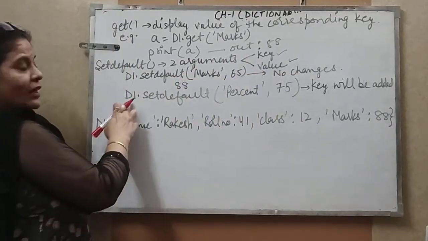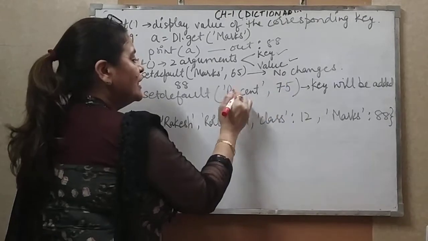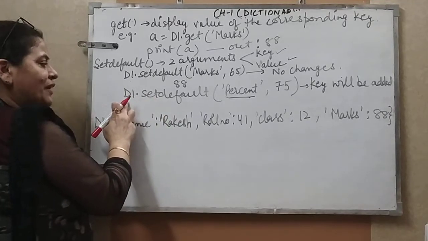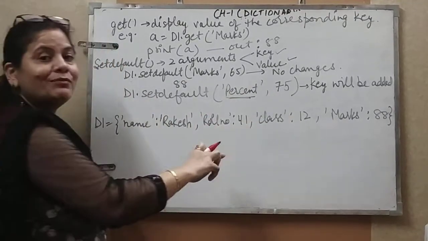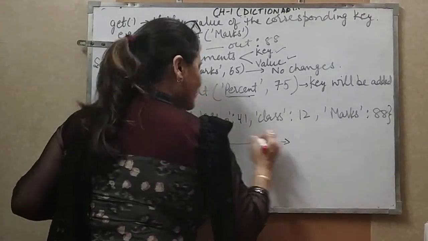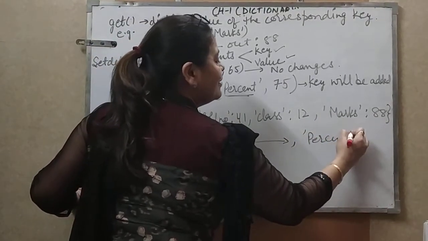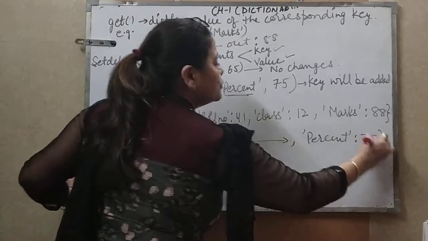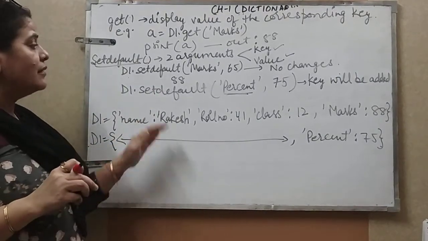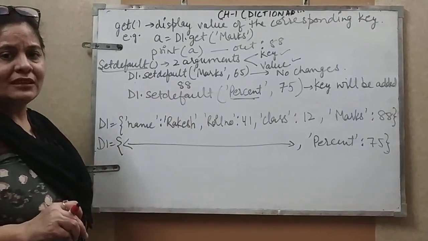But if I write d1 dot setdefault within brackets single quote percent comma 75, this key does not exist in my dictionary. If I write this statement, then in d1 this percent key value will be added in it. Means now my d1 will become such that all the key value pairs will remain the same. Only at the end it will write single quote percent and then colon 75. So basically setdefault is used to do two things. We can add a key value pair, as well as we can get the value from the given key which is already existing in my dictionary.